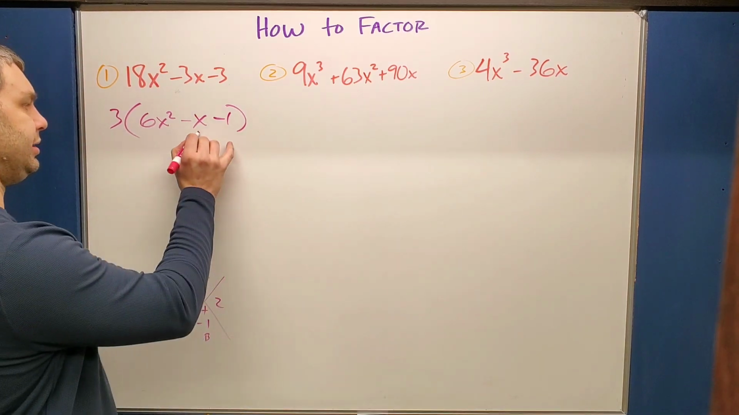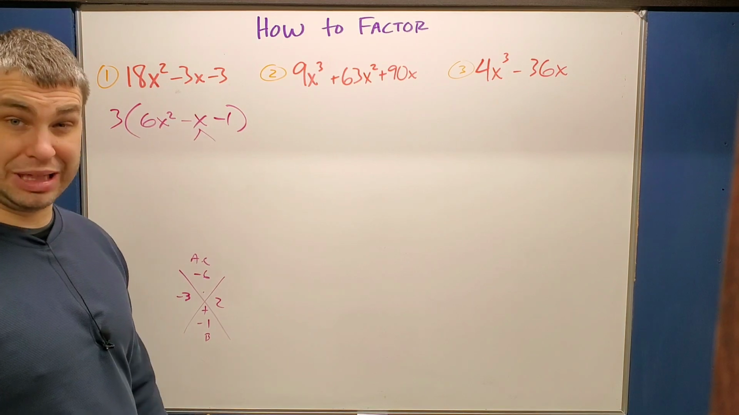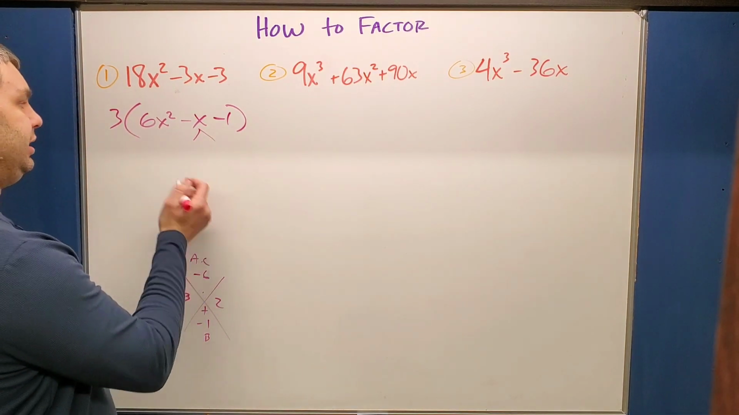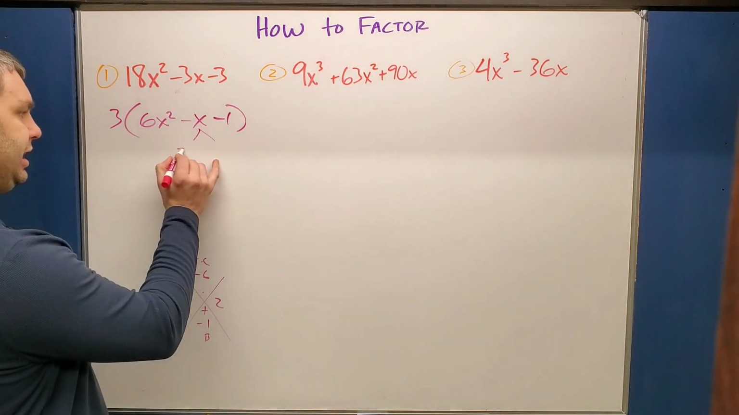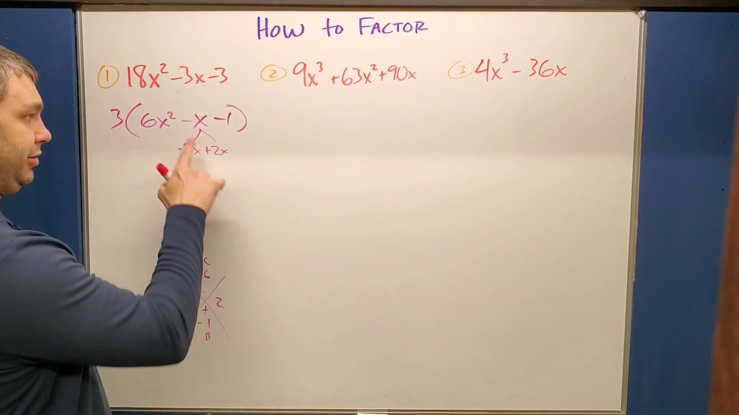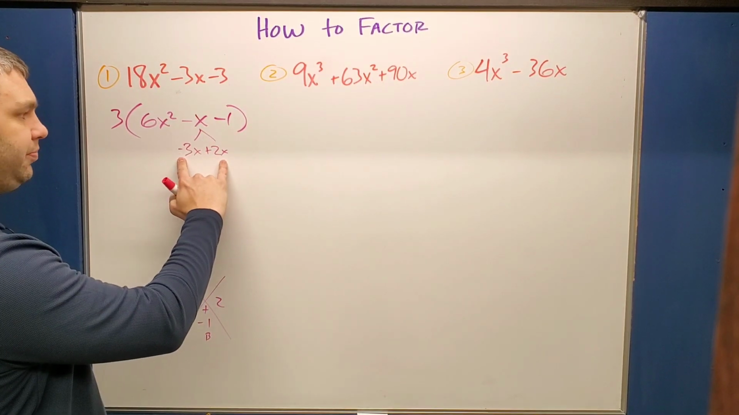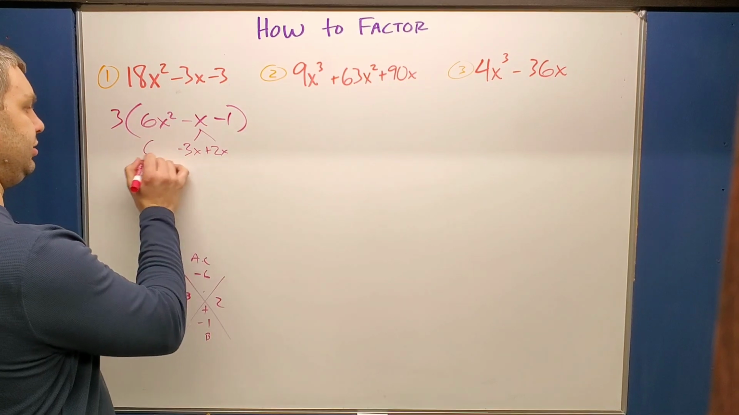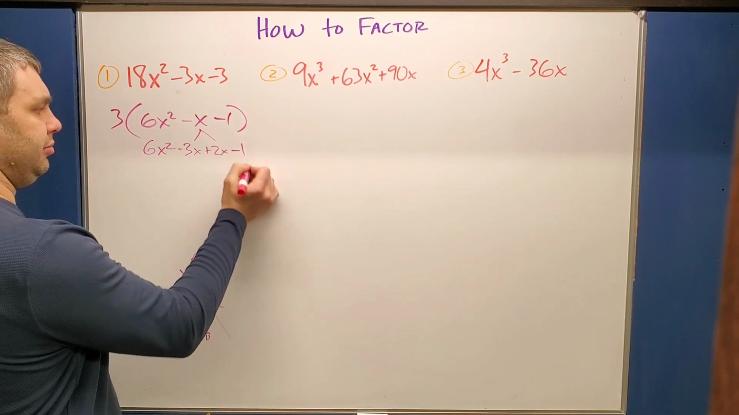What I do with that is I split my b term. Again, this is a, b, c. If I split the b term, I'm going to say this is now negative 3x and positive 2x. That's the same thing, right? Negative x is the same as those two added together. And then these two come down, 6x squared minus 1.